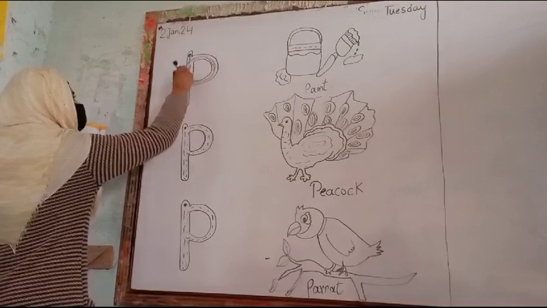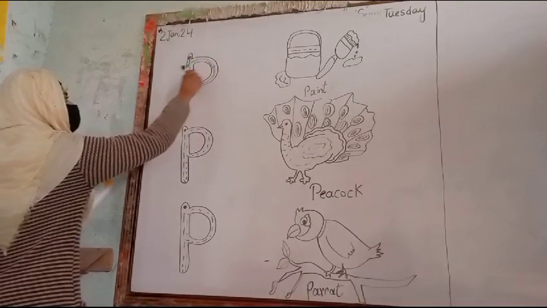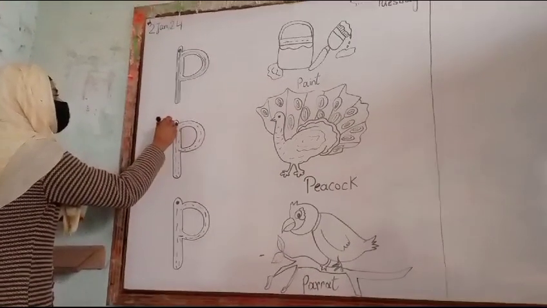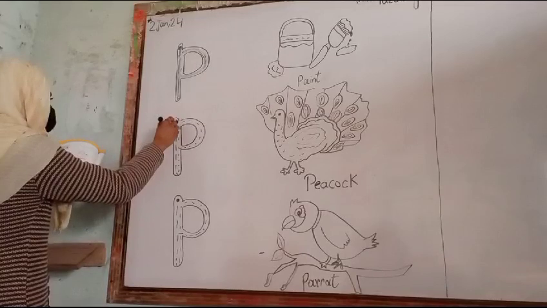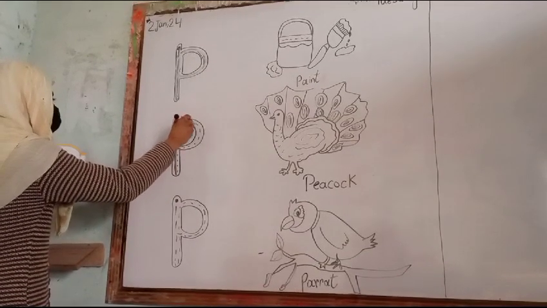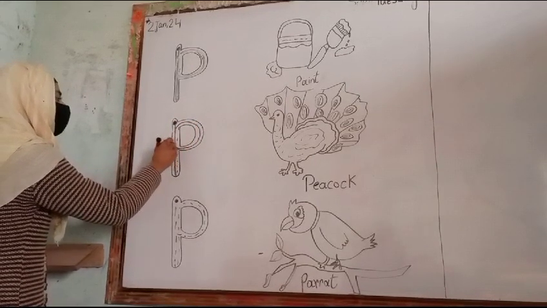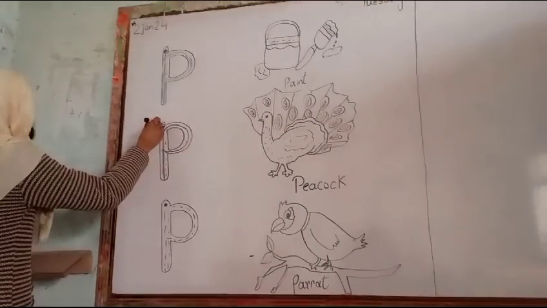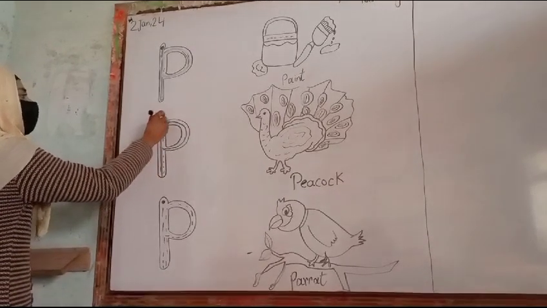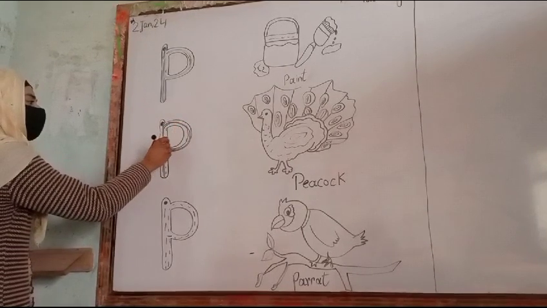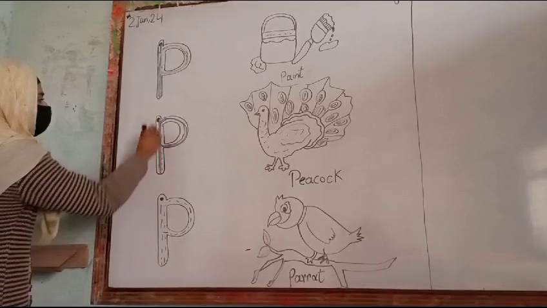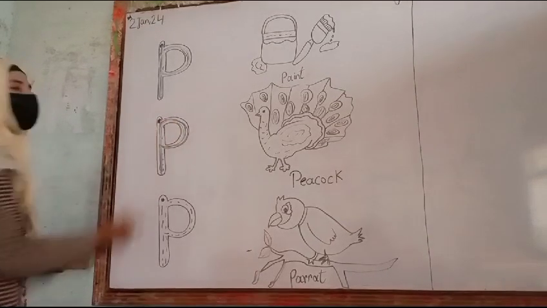Which letter is this? Th. What is this? This is starting point. Down you go, up you run, bend to the right, turn and have fun. Th. Down you go, up you run, bend to the right, turn and have fun. Which letter is this? Which letter is this? Th.